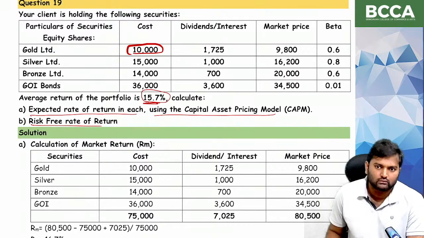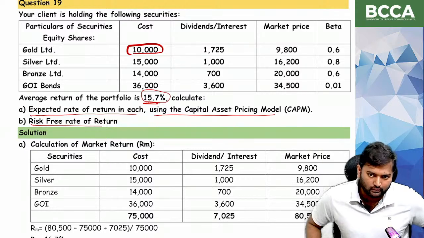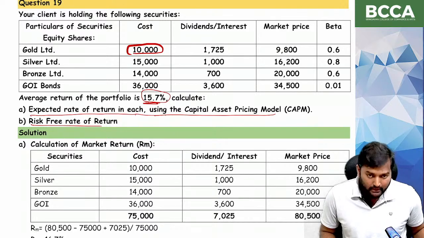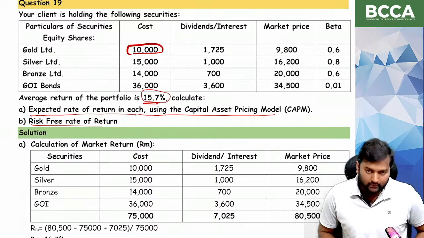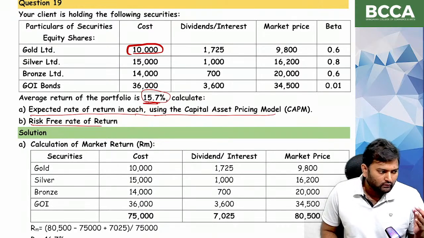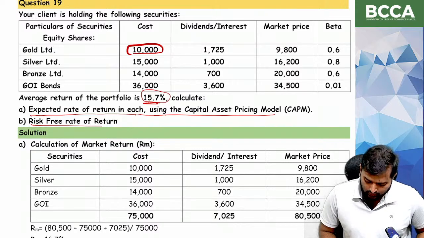15.7% is the average return of a portfolio. Okay. And next, they're asking you to find out the expected rate of return in each. That means for gold, we have to find out the CAPM return. For silver, we have to find out the CAPM return. For bronze, you have to find out the CAPM return. And for Government of India bonds, you have to find out the CAPM return.